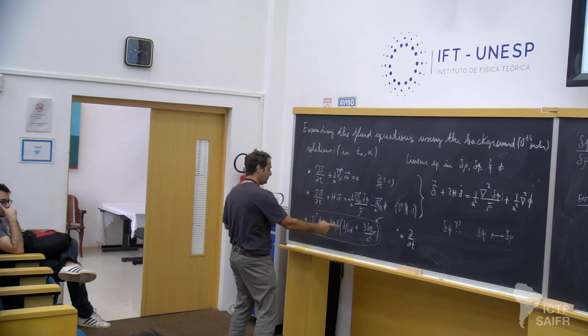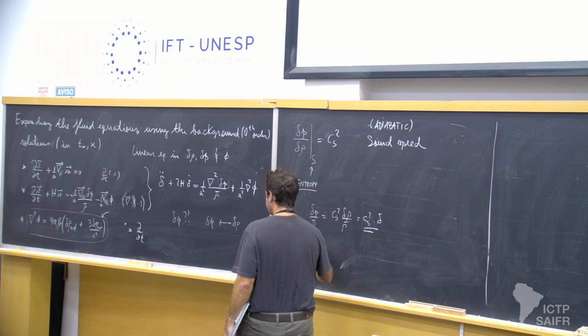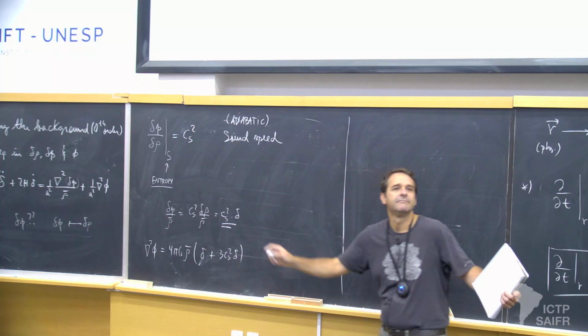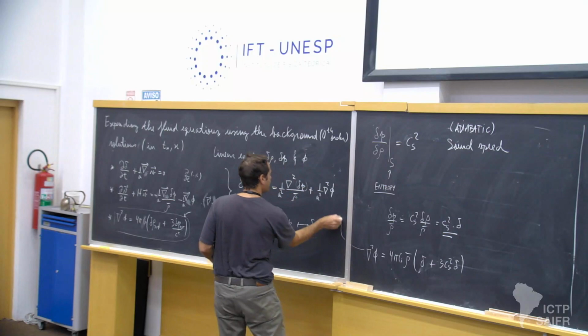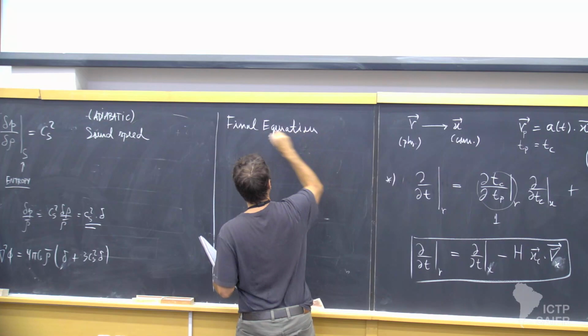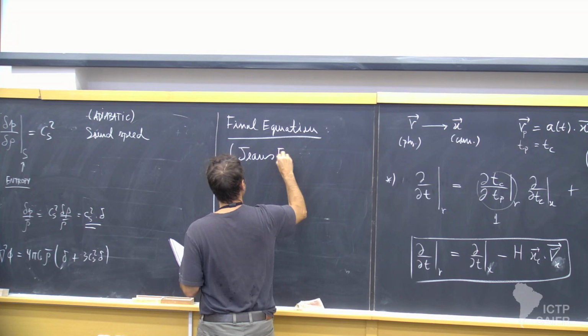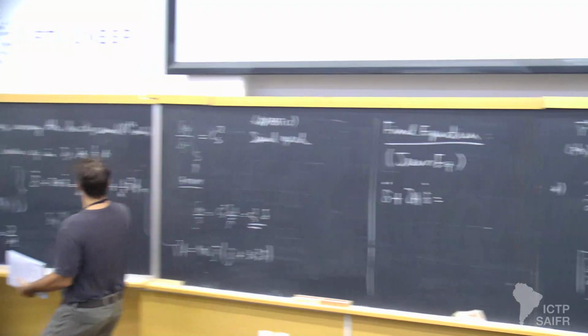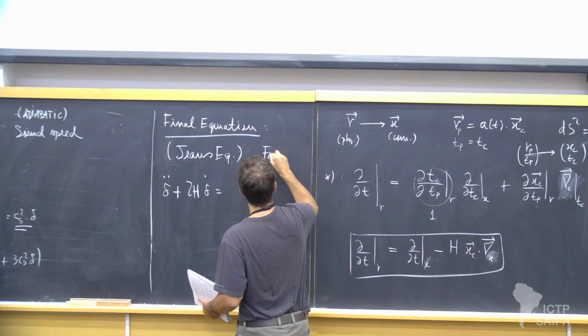You rewrite the Poisson equation as 4 pi G rho bar, and then this becomes delta plus 3 cs square delta. That's an easy trick that you can do, and now you plug this back into here, and you finally have an equation that we're going to consider here. This is also called the Jeans equation. And this equation is this: delta double dot plus 2H delta dot is equal to, here I'm going to use Fourier space now because it's clearer to use Fourier space.